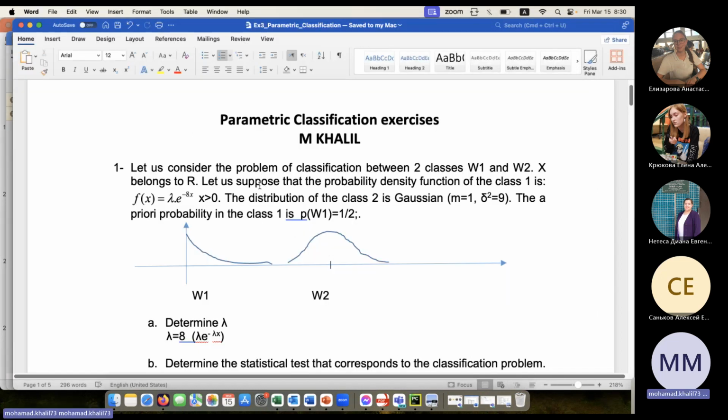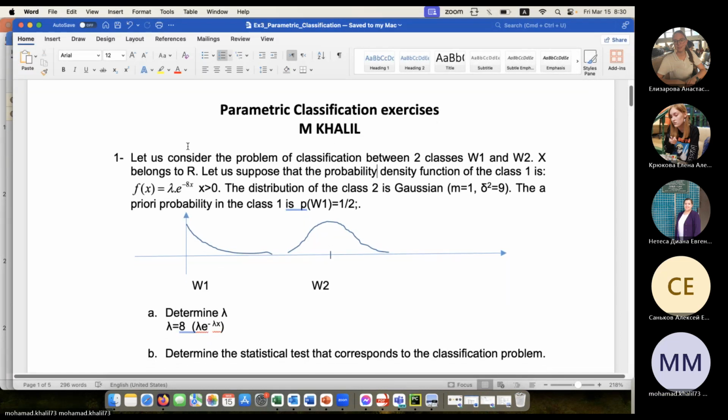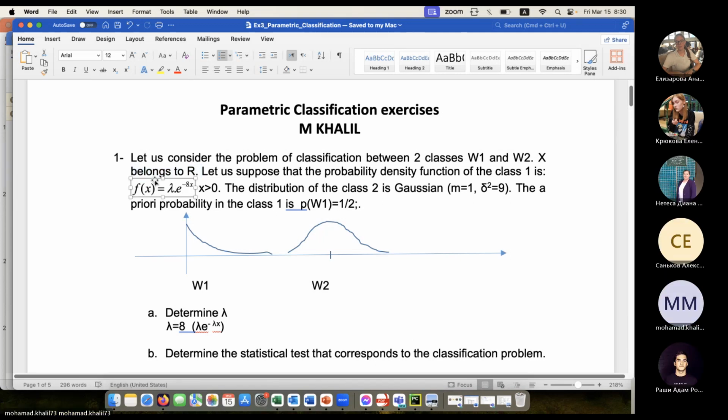Okay, this one. So let us consider the problem of classification between two classes, W1 and W2. X belongs to R, so that means X is in one dimension. Let us suppose that the probability density function in the class 1 is f(x) = lambda exponential of minus lambda x. This is the equation of the probability under the class 1.